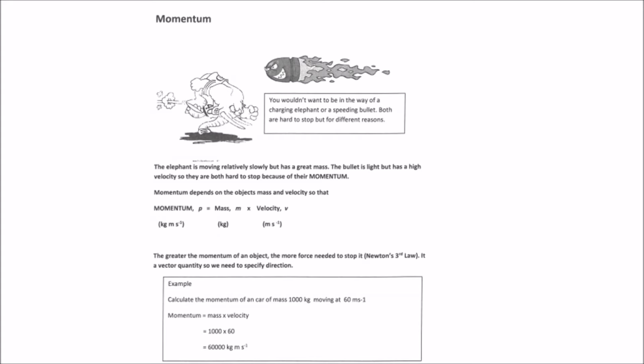Okay, the units of momentum are kilogram meters per second. And we'll also talk about how they're related to Newton's laws. So the most basic of examples there, calculate the momentum of a car. If its mass is 1,000 kilograms and it's moving at 60 meters per second, you multiply the mass and the velocity and you get a momentum of 60,000 kilogram meters per second.